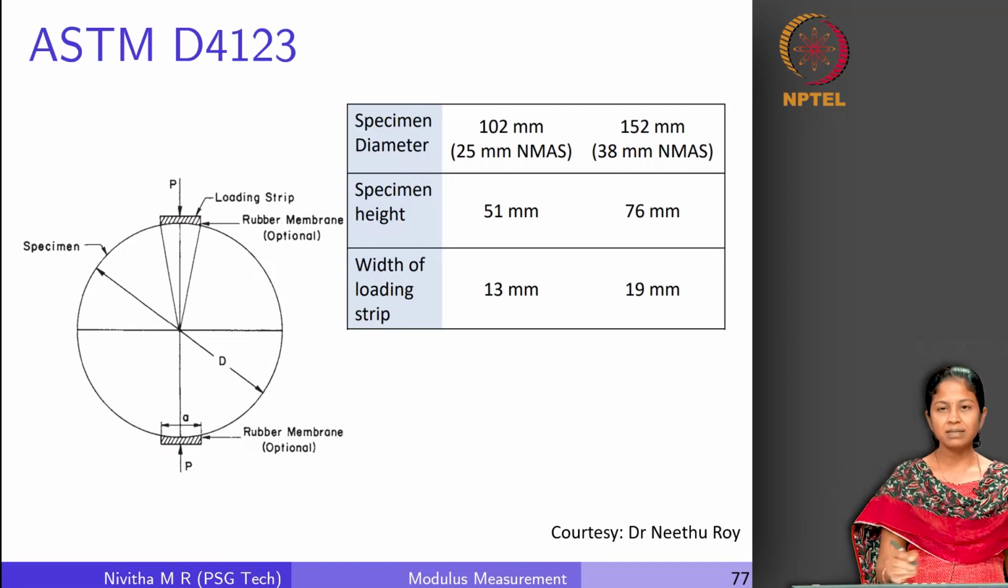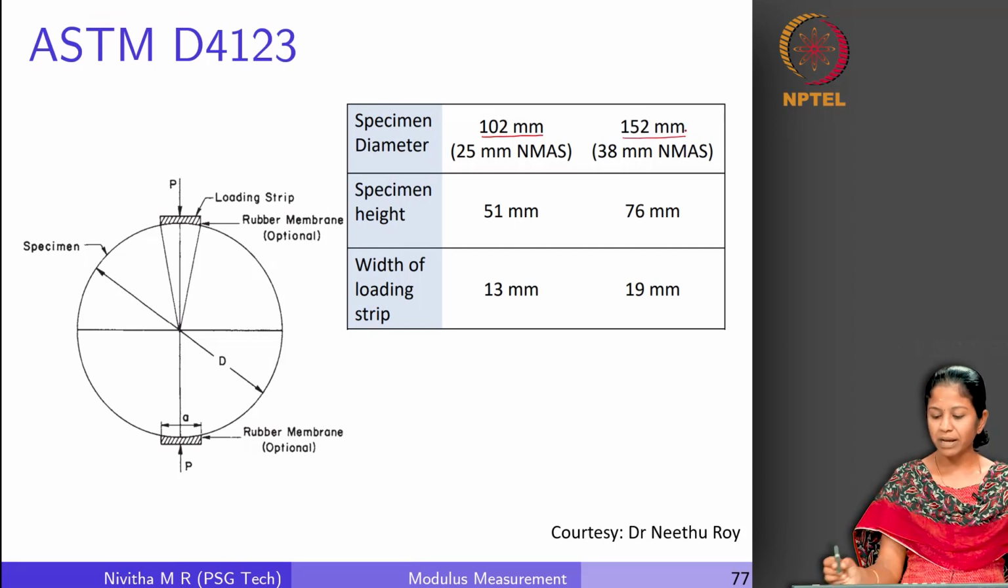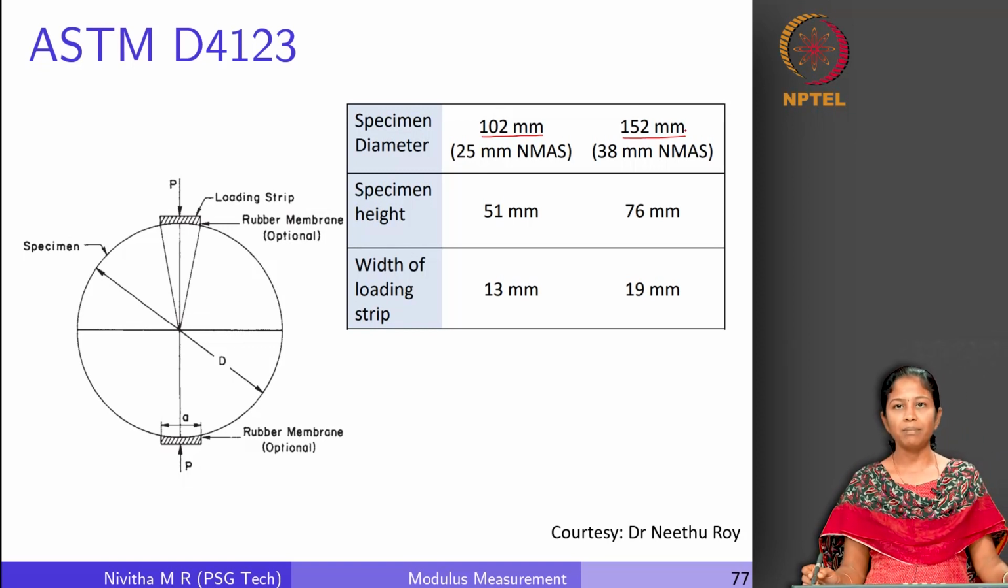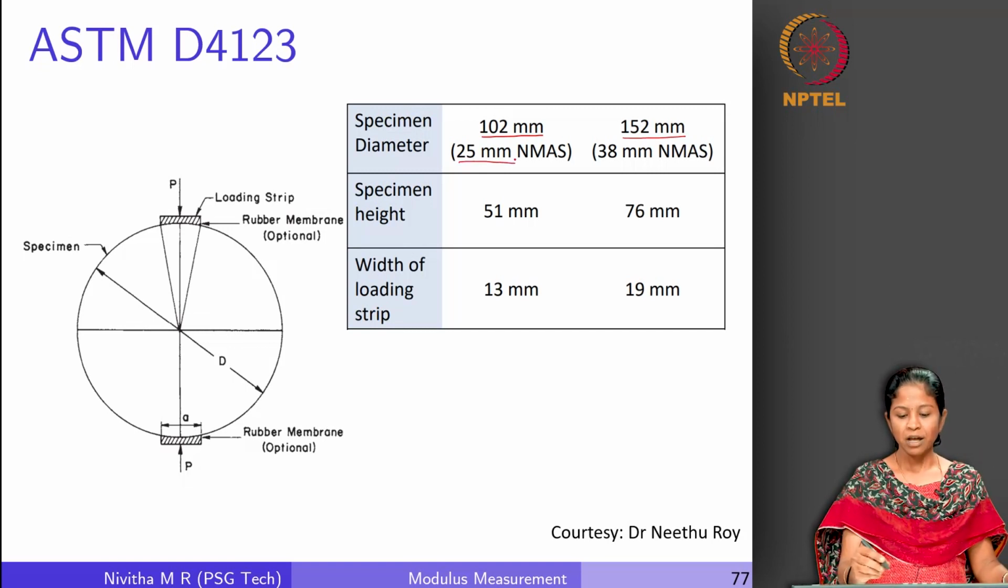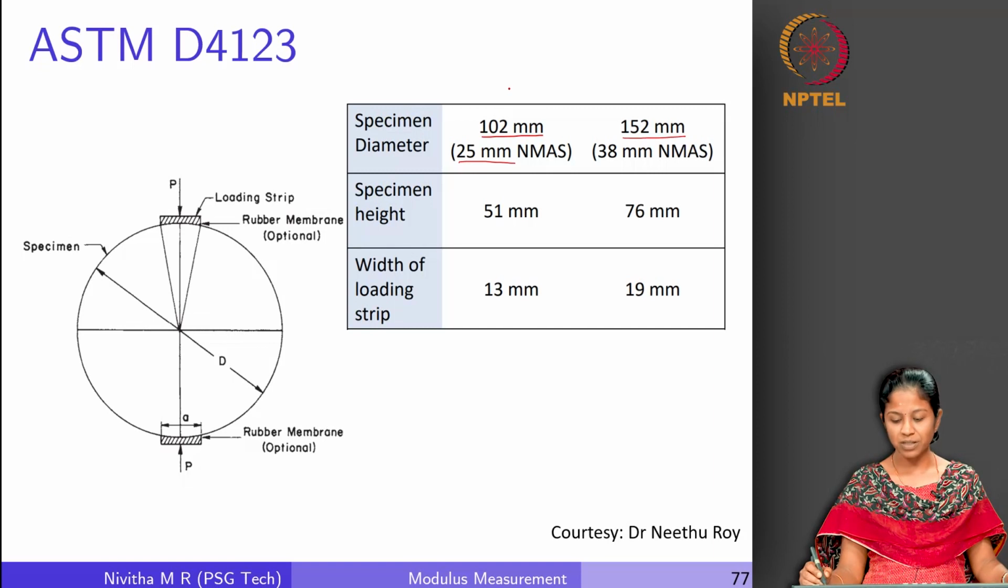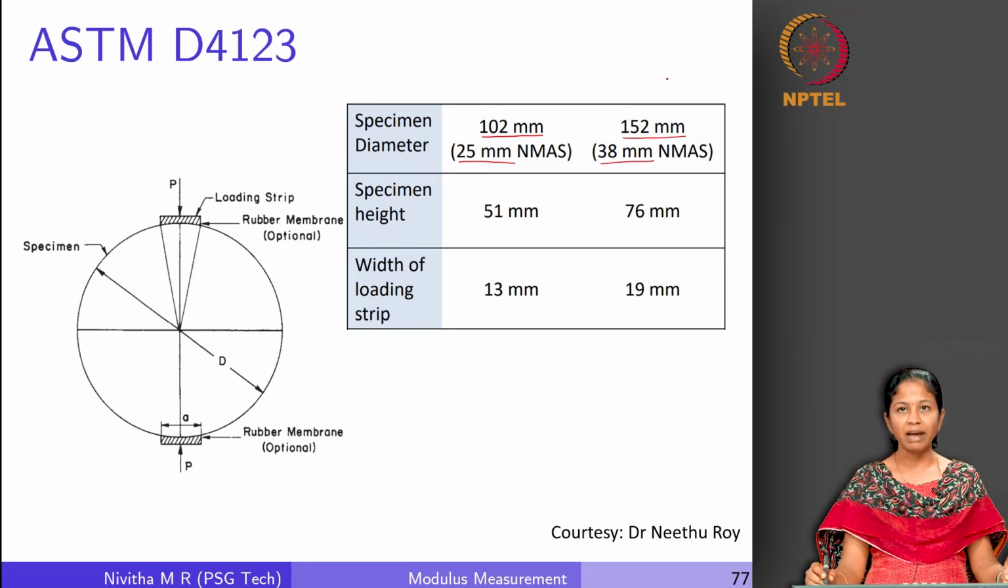So, we have a cylindrical sample which is used for testing here. You can see the details with regard to the sample preparation. We have a specimen of 102 mm diameter or 150 mm diameter. The sample size is specified depending upon the nominal maximum aggregate size. If we have 25 mm nominal maximum aggregate size, use of a 100 mm diameter specimen is suggested. If we have 38 mm nominal maximum aggregate size, a larger specimen which is 150 mm diameter is suggested for testing. The specimen height also varies with the diameter of the sample.